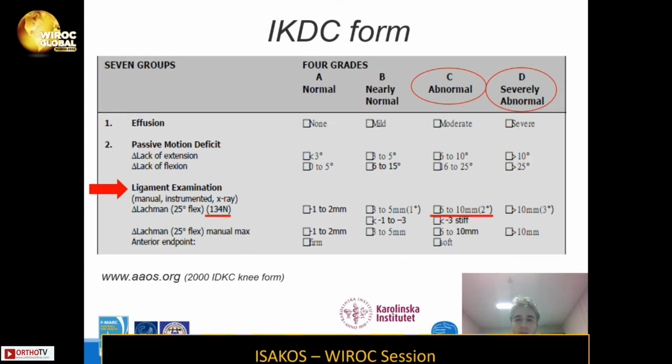And the severely abnormal grade, which is a side-to-side difference more than 10 millimeters, corresponds to a Lachman 3+. So everything which is a side-to-side laxity more than 5 millimeters is considered abnormal.